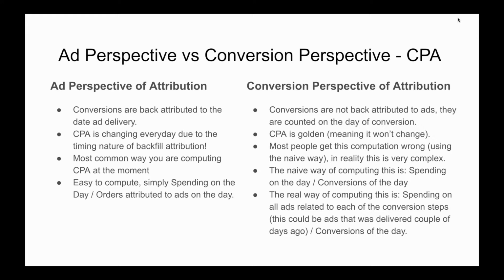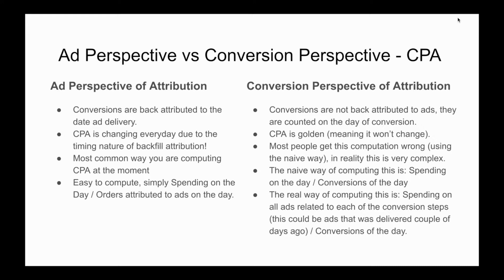Now let's talk about the conversion perspective attribution. Sometimes we compute this through platforms like Google Analytics, which gives us a fairly good way of figuring out the conversion perspective attribution. So conversions are not attributed back to the ad. However, they are counted on the day of conversion. So even though the ad might be delivered 4 or 5 days ago, we attribute credit of that conversion to that platform on the day. CPA is golden. It means that it won't change. It won't have the same issue we have with ad perspective attribution because we don't look into the future.